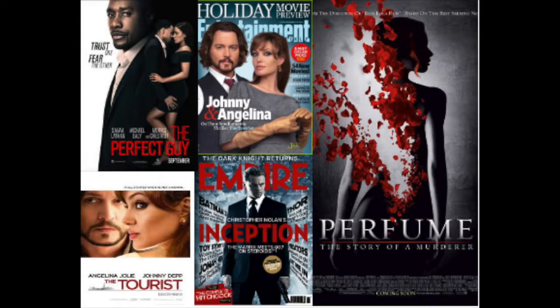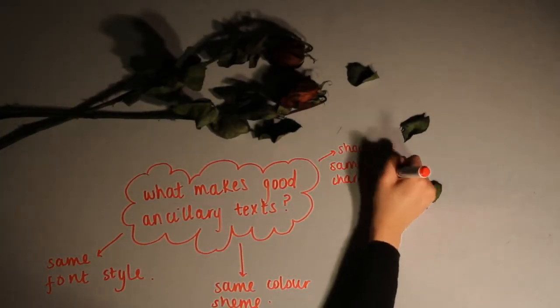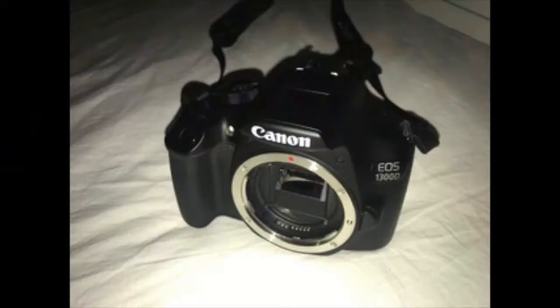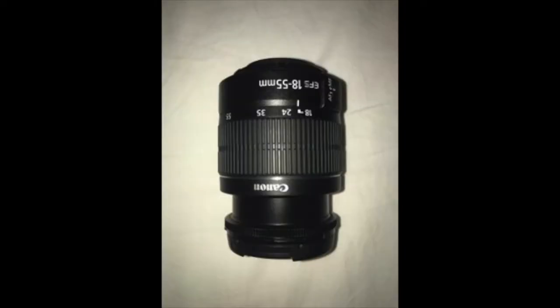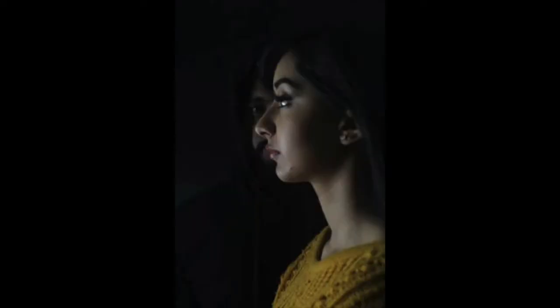Again, we used Google to research film posters and magazine covers, and also to search what makes good ancillary text. This helped us to know what to include in ours and get inspiration from films that link to our genre. To take our pictures, we again used a Canon EOS 1300D camera. We took the photographs in the photography studio at school, which also allowed us to use the softboxes, which really helped when trying to achieve a sinister look.